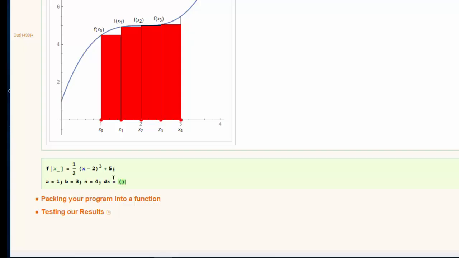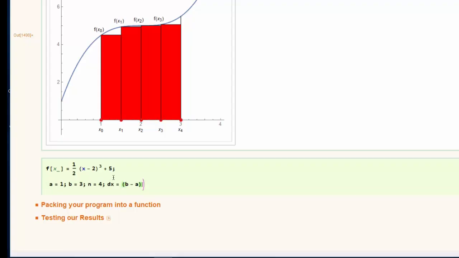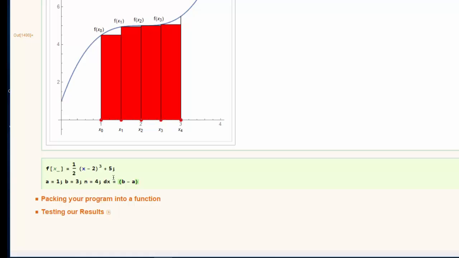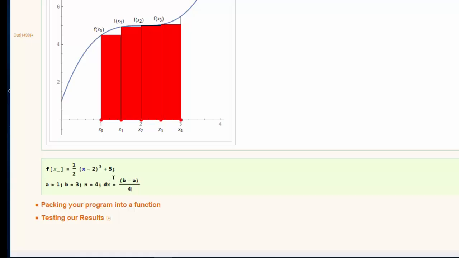In Mathematica, I'm going to call mine dx because it's a little easier to typeset than the delta x, and that's going to be the interval width, which is 3 minus 1 in this case, or more generally, b minus a. And I'm going to divide that by the number of intervals. In this case, that would be 4, but more generally, it would be n.